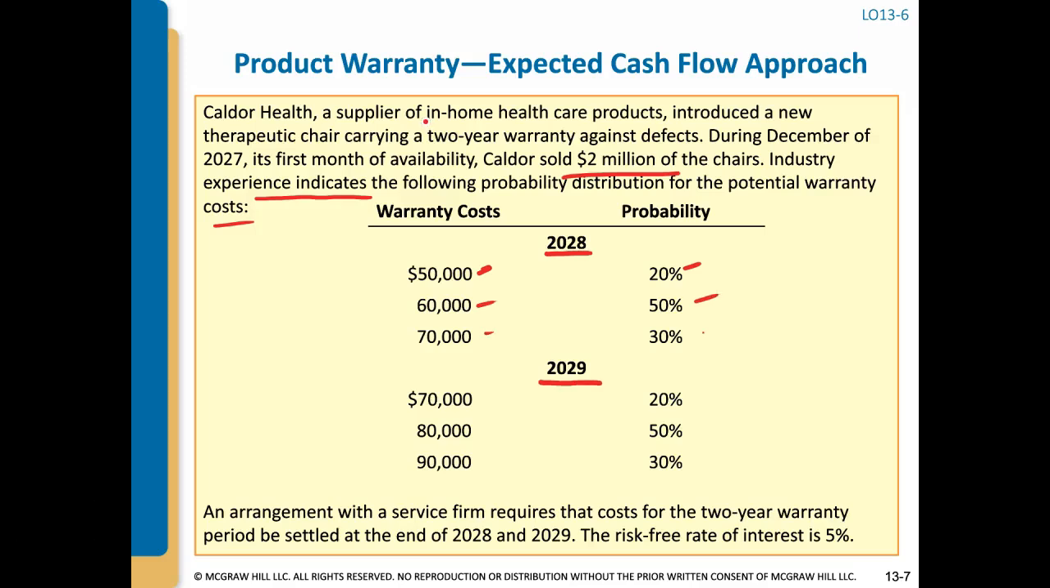And then the following year, in 2029, because this is a 2-year product warranty, they say there's a 20% chance that our warranty costs will be $70,000, a 50% chance that it'll be $80,000, and so on and so forth. It further tells us an arrangement with a service firm requires the cost for the 2-year warranty period be settled at the end of 2028 and 2029, and the risk-free interest rate is 5%.